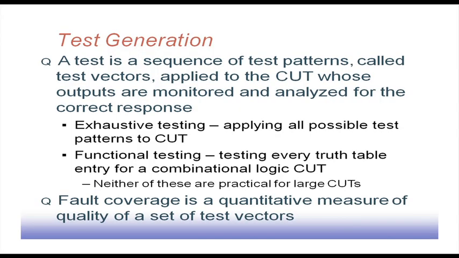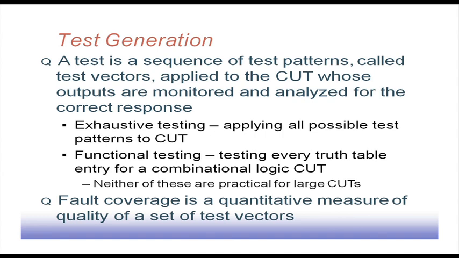Functional testing means testing every truth table entry for a combinational logic circuit. So where the truth table says the output is 1, we apply those patterns only and see whether it gives 1 or not. Similarly, when the truth table says it is 0, we see whether it is giving a 0 or not. So they are not practical.